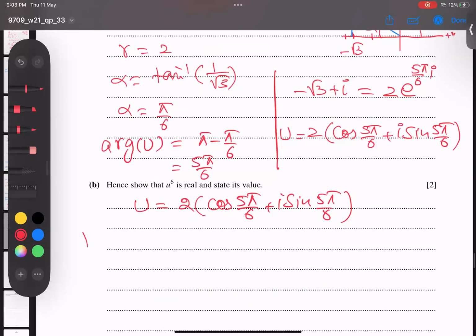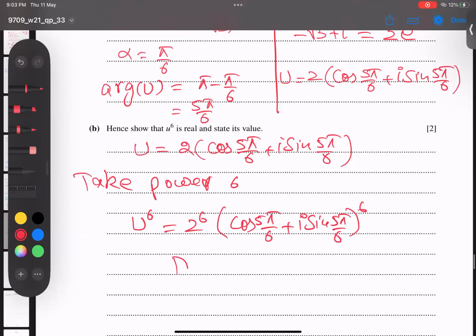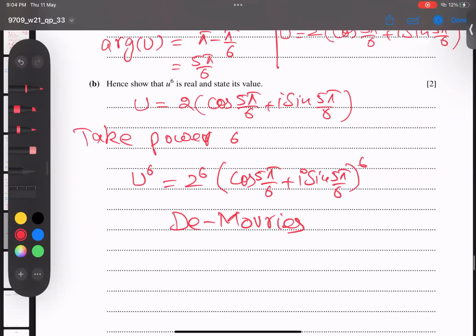When I take power 6 on both sides, u to the power 6 comes on the left side, and power 6 on this side, with the power coming on the top. I think what I wrote is logical. But there's De Moivre's rule. De Moivre says that whenever we have this polar form, the power will multiply the angle only.